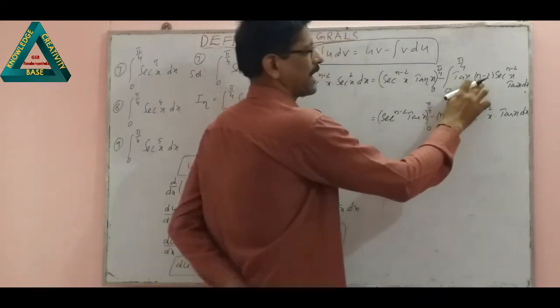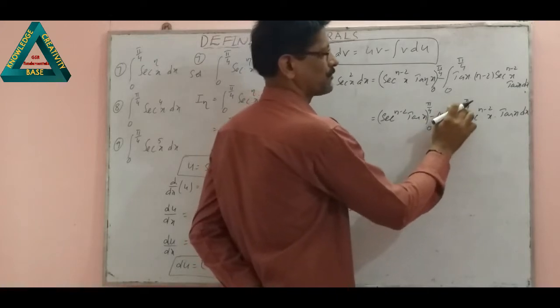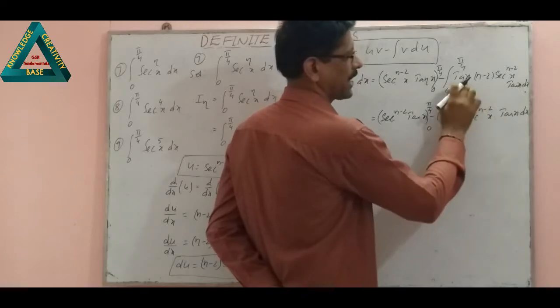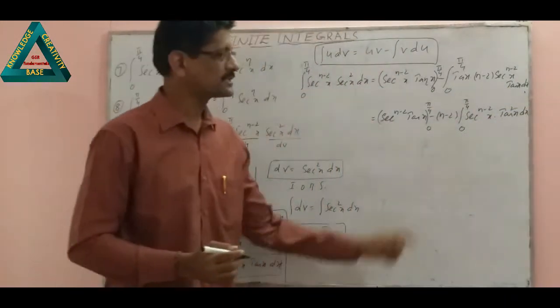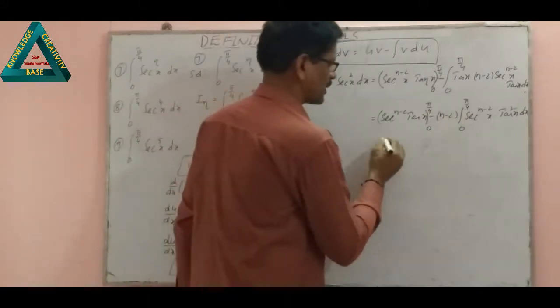That means n minus 2, a constant, comes in front of the integration: n minus 2 integral 0 to pi by 4. Here secant power n minus 2x into tan x into tan x, that is tan square x, into dx. Okay, what is the value of this one?